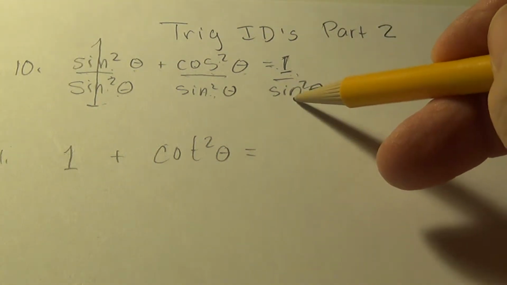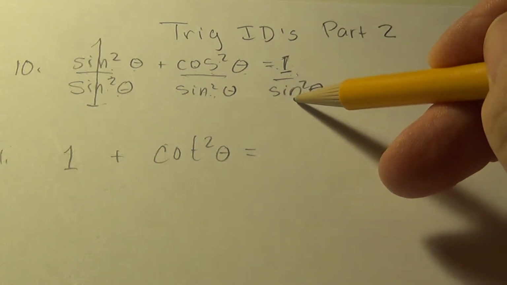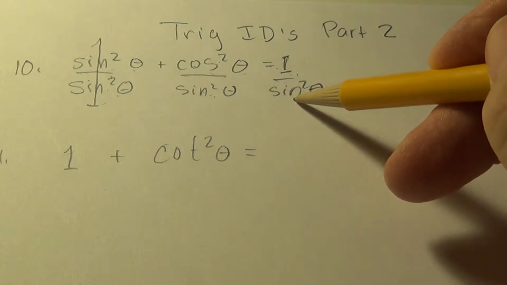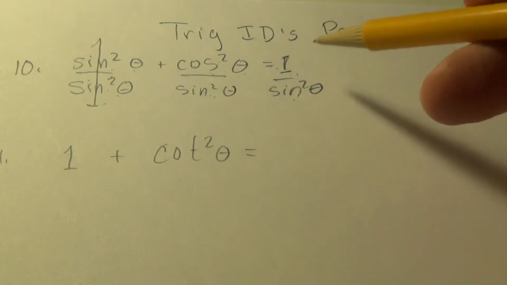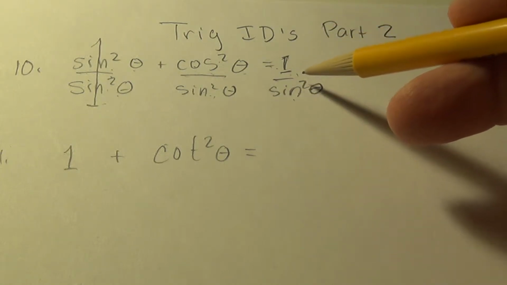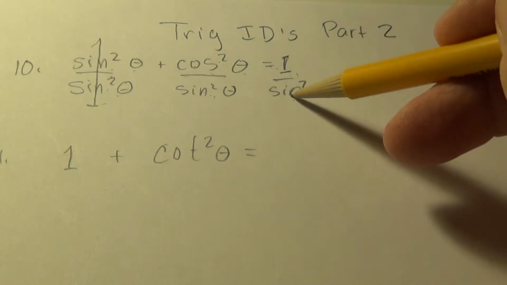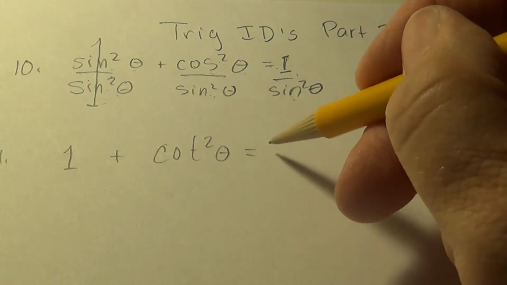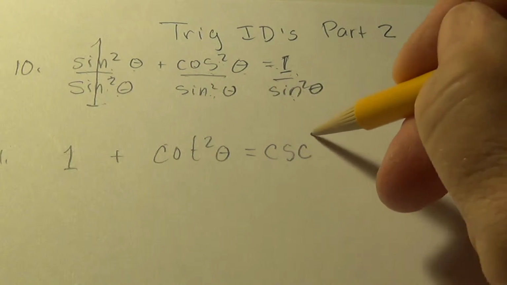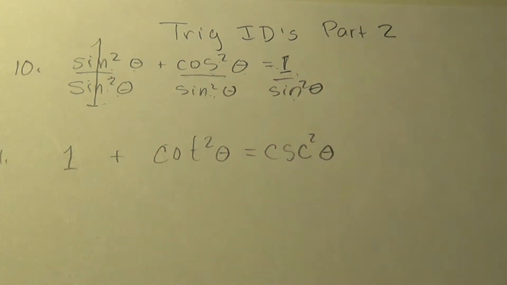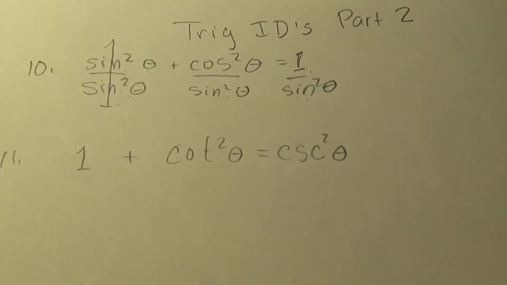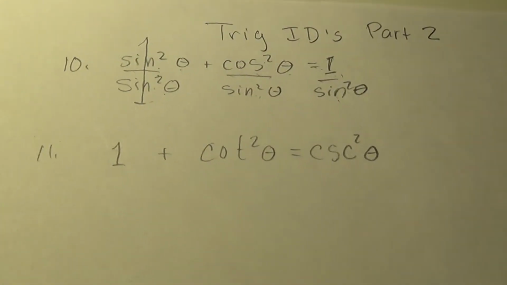and what's 1 over sine? It's the reciprocal of sine, 1 over sine, and that is the cosecant, CSC, and it's squared in this case. So this is our next trig ID. 1 plus cotangent squared equals cosecant squared. So that's number 11. All right.